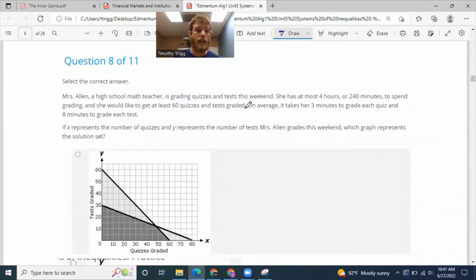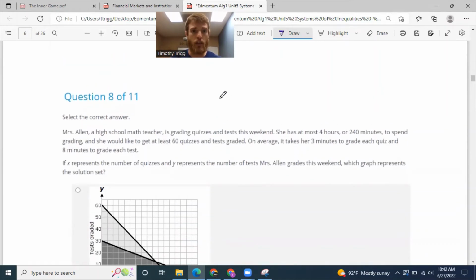So this is the same situation we saw earlier with Mrs. Allen, where she's grading quizzes and tests. If you need to see how we found the equations, you could look at the very first question in this practice. But we know that the number of quizzes plus the number of tests, she wants to grade at least 60. So greater or equal to 60.